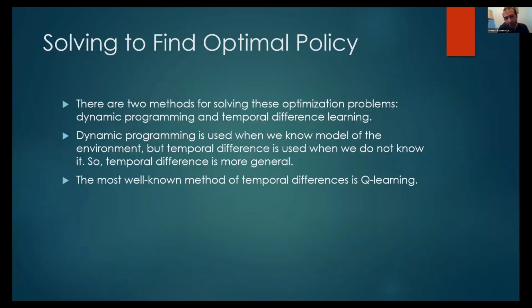How to find this optimal policy? There are basically two methods for this optimization problem. One is dynamic programming, the other is temporal difference learning. Usually dynamic programming is used when we have a model of the environment, but it's not always the case. We usually don't have the model of the environment. So the environment is unknown to the agent.